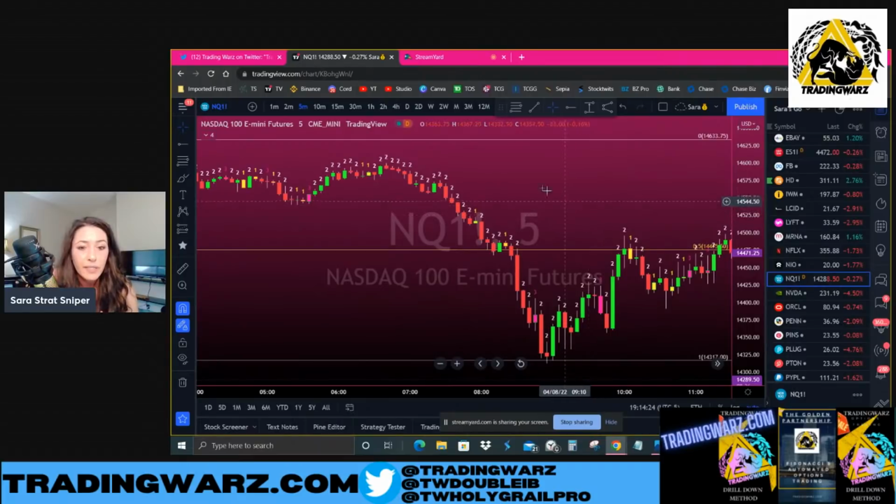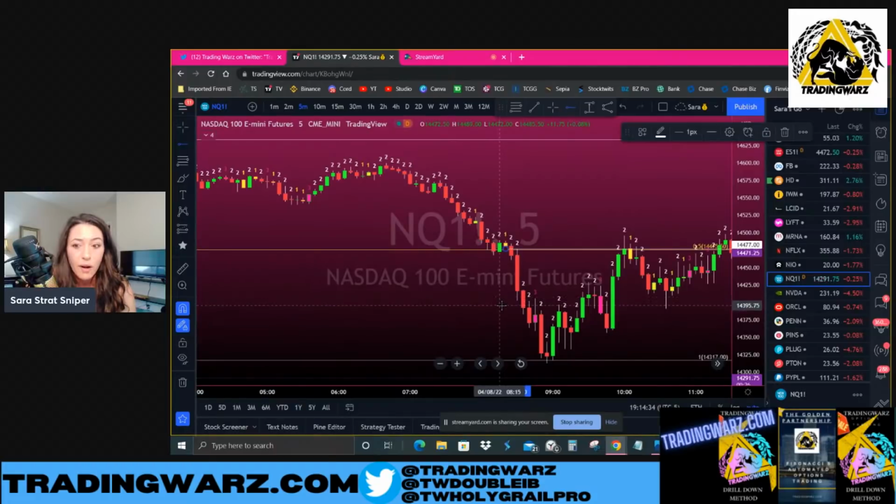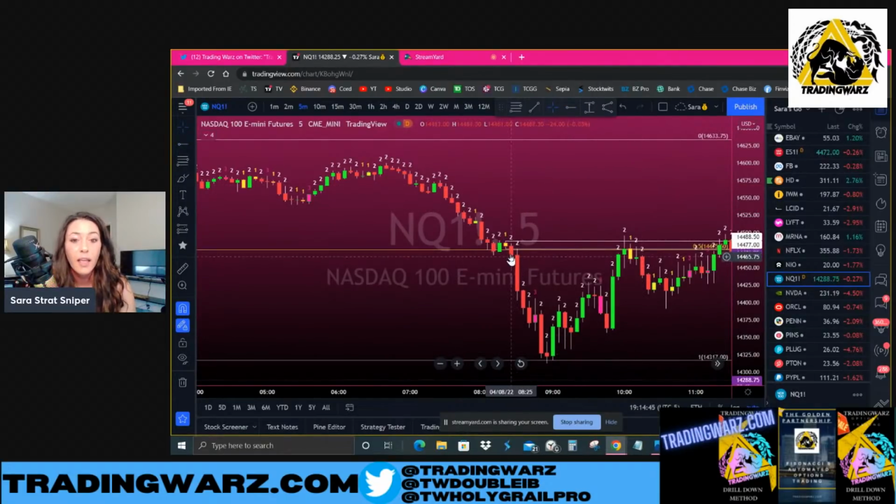So here is a perfect example of where we would have entered. This is a 212. So we're right at the 50. So our short entry is that 144.77 and your stop is going to be the high of that candle. So that's your risk, and your reward is way down here. But that's your risk, that one candle.